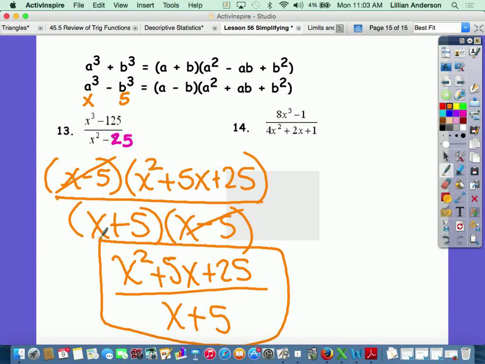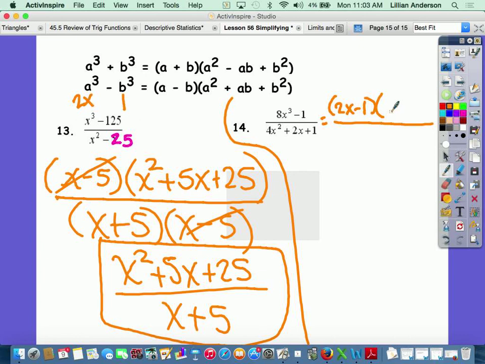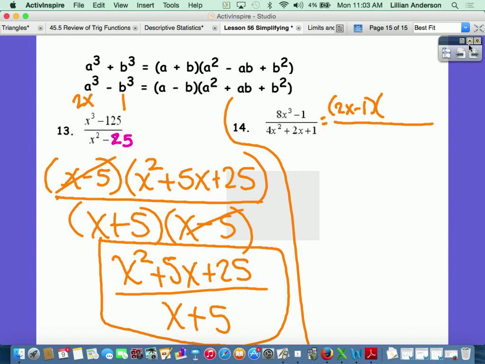And then for the last one, it's another perfect cube. What's the cube root of 8? 2. So it's going to be a 2x. What's the cube root of 1? 1. So all you do is plug it into the formula. So when I factor my top, I get 2x minus 1. Then what's a squared? 4x squared, because I squared not only the x, but the 2 as well. What's a times b? 2x. And what's b squared?